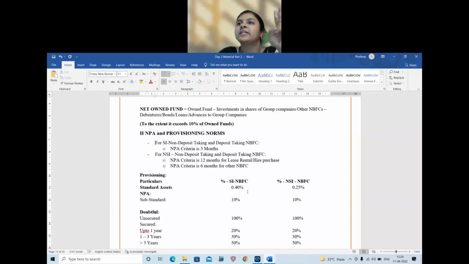Part 2 of the discussion: NPA norms, non-performing asset norms, and provision for non-performing assets. Here you have to remember 2 types of NBFCs: systemically important NBFCs and non-systemically important NBFCs. Both can be deposit taking or non-deposit taking, but whether they can accept deposits is not the criteria for us. Systemically important is generally based on capital and turnover thresholds. We need not remember that criteria. The question will clearly state whether it is systemically important or not.